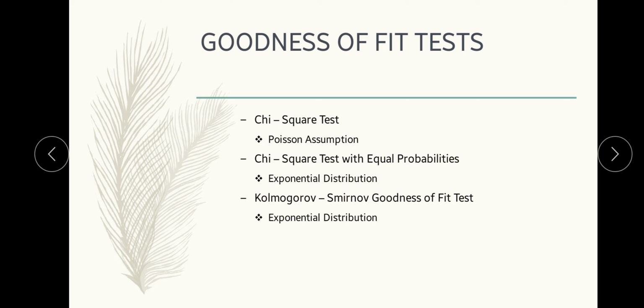Next we go on to the chi-square test with equal probabilities. We are going to identify the equal probabilities, and for this the distribution used is the exponential distribution. A few examples have been given, or problems solved, based on the exponential distribution, and the test conducted is the chi-square test. Next we go to the Kolmogorov-Smirnov goodness of fit test, where again we use the same exponential distribution.